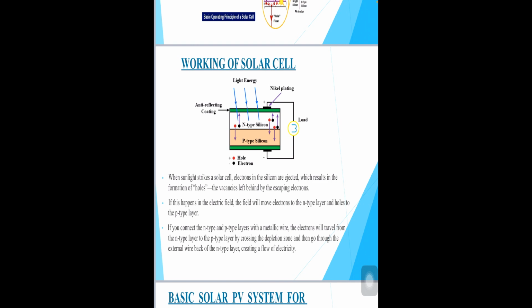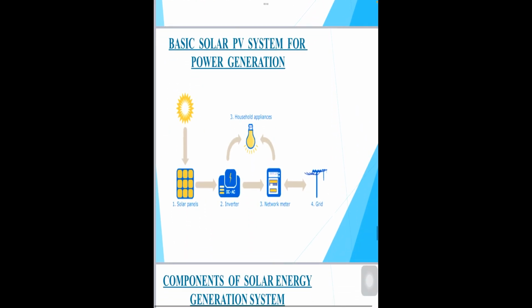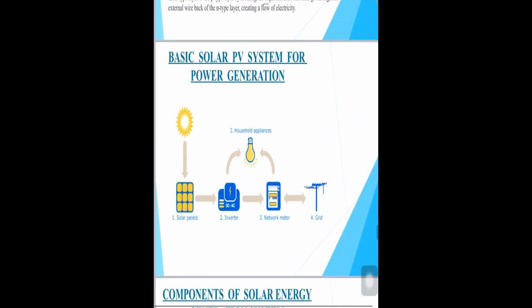Now when we connect the N-type and P-type layers with a metallic wire, the electrons will travel from the N-type layer to the P-type layer by crossing the depletion zone and then going through the external wire back to the N-type layer, which will create the flow of electricity. So this is how the basic solar PV system for PV generation works.